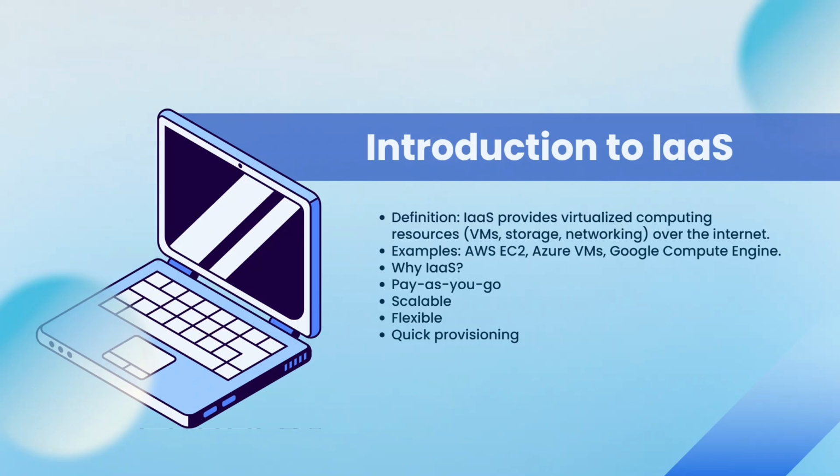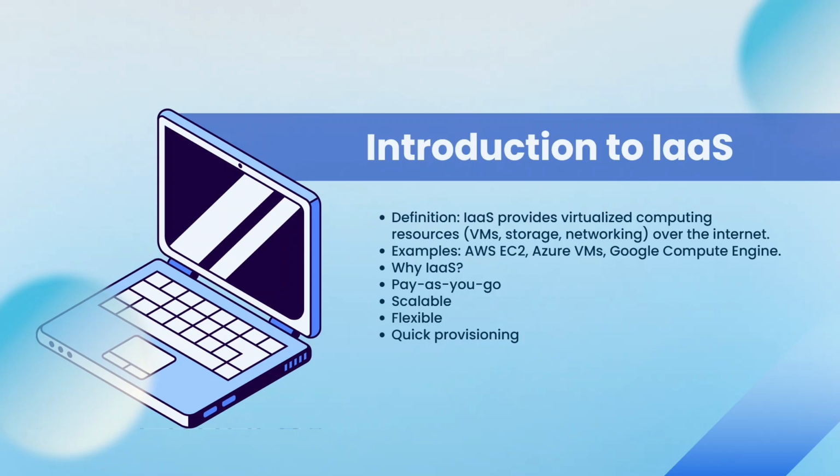The next point is that it helps in quick provisioning. It is ideal for testing environments, developing projects, or disaster recovery. The next one is reliability and high availability. To ensure uptime and redundancy in case of failures, it is highly available, and cloud providers distribute infrastructure across multiple data centers. The last one is global reach. Cloud providers have data centers worldwide, so businesses can deploy resources closer to end users for low latency.